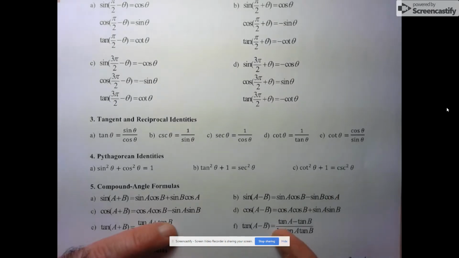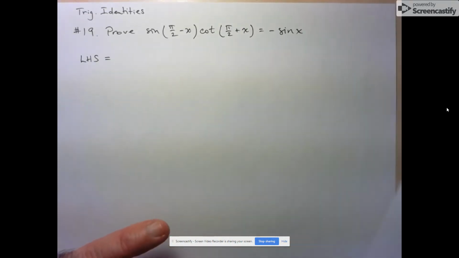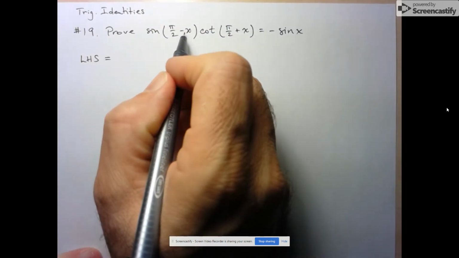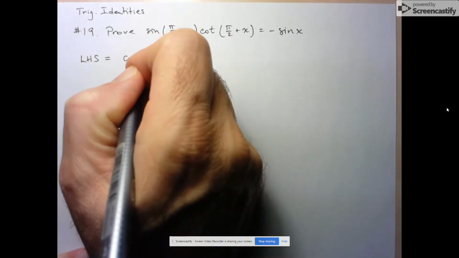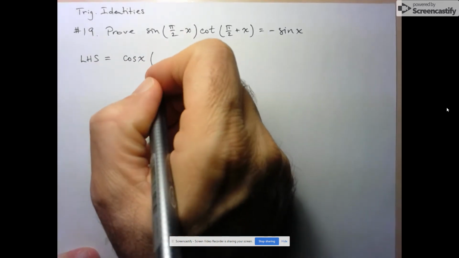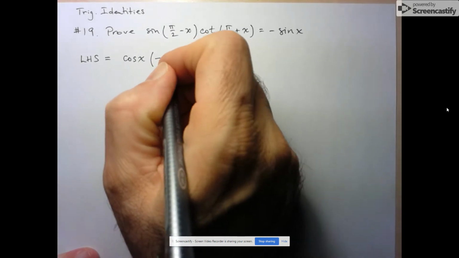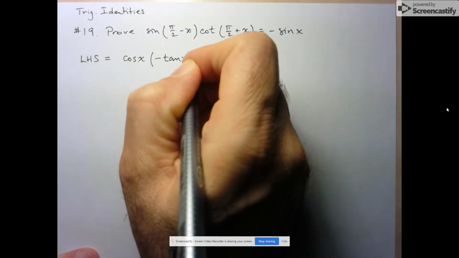So while that one is not written down, you should be able to infer that from the one that you are given. Okay, so from our identity sheet, that means that I can write, instead of sine of pi over 2 minus x, we saw that that's equal to cos x, and cotangent of pi over 2 plus x is just going to be equal to negative tangent of x.